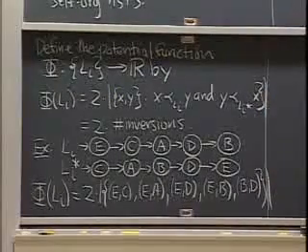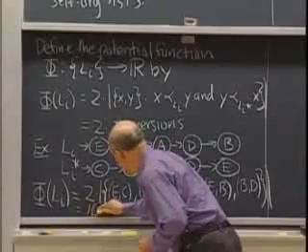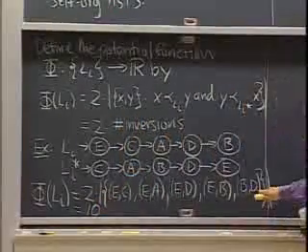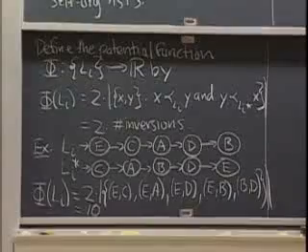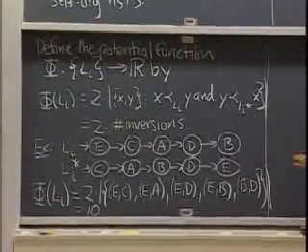So that's my potential function, which is equal to, therefore, 10, because the cardinality of the set is 5. I have 5 inversions, okay, between the two lists.